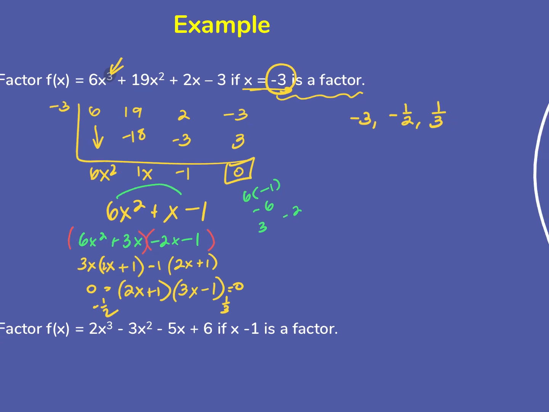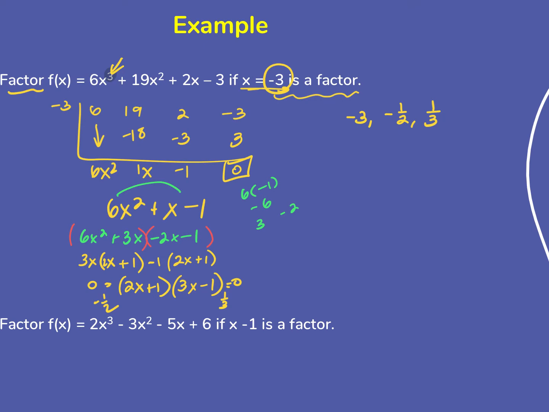It wants you to put this in complete factored form, which means I'm going to do x minus each of those. X minus a -3 becomes +3. X minus a -1/2 becomes +1/2. And x minus 1/3 would stay as x minus 1/3.